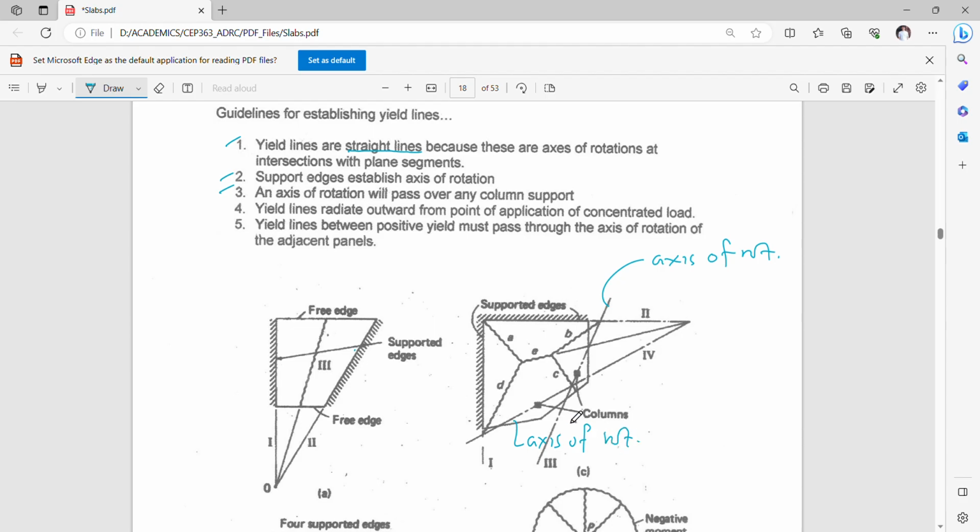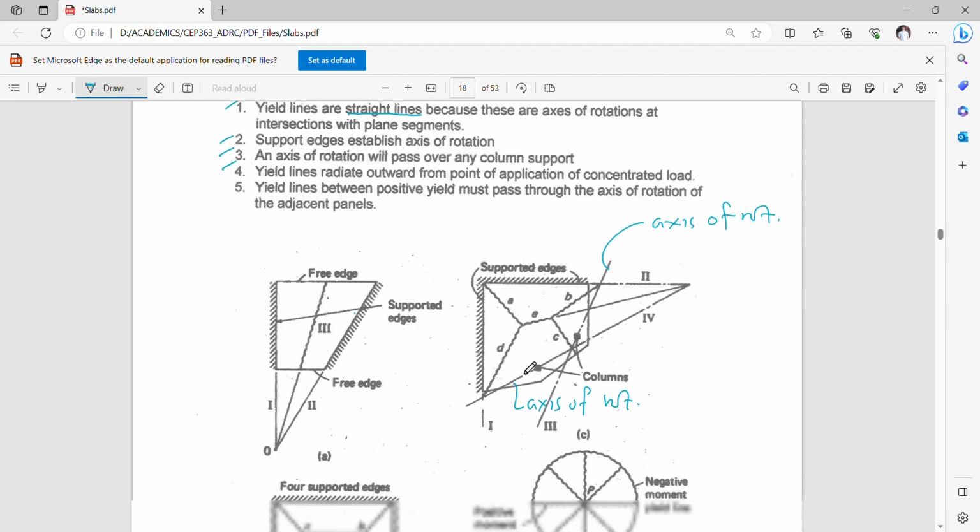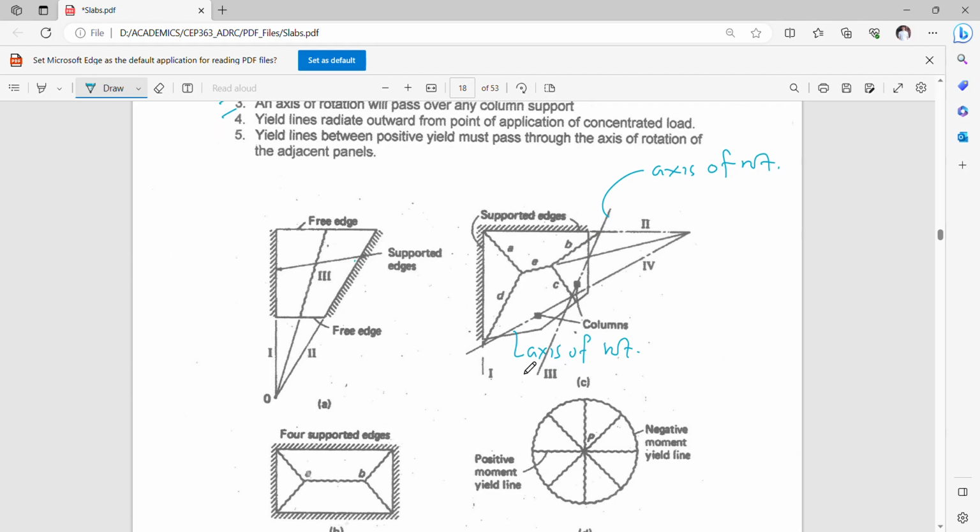Okay. So for number four, yield lines rotate outward from the point of application of a concentrated load. In such a scenario, wherein this is the top view of the slab and we apply a point load here, there is a 100% probability that there will be a yield line rotating somewhere from this point. It can be 1, 2, 3, 4, as many as you can imagine.